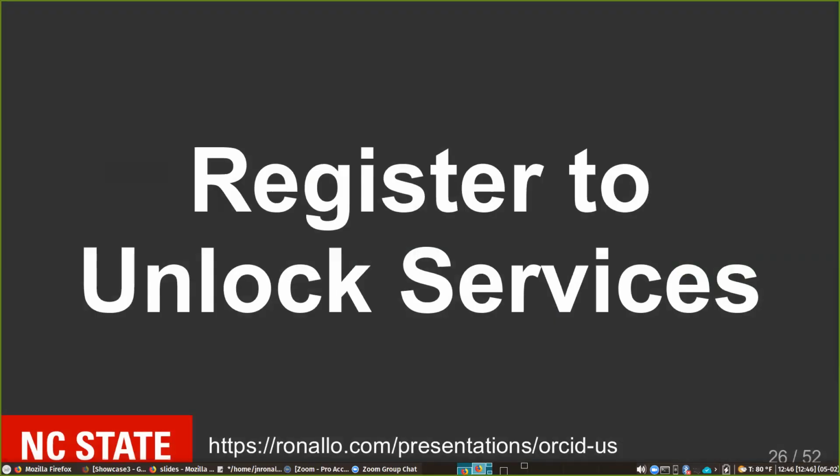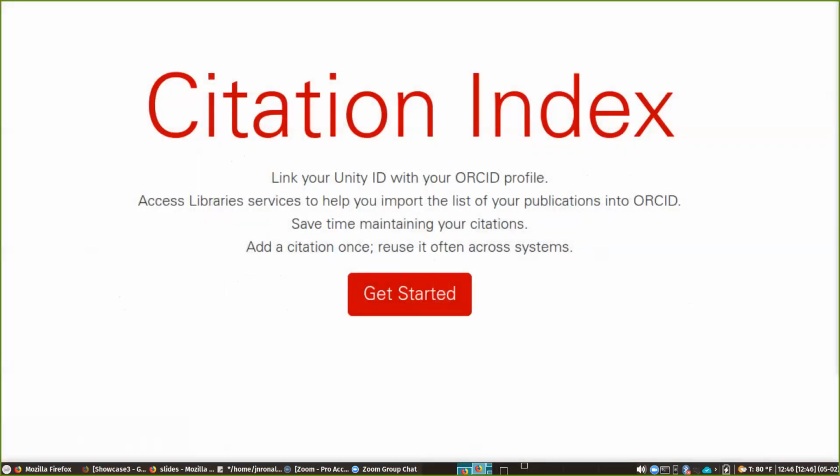The biggest message we have is that we ask folks to register their ORCID ID with the libraries in order to unlock services. This is why they're so eager to invite us in and take their time in department meetings to get registered. And I'll get to some of what those services look like in a moment. But first, I want to show how simple the sign-up process is.